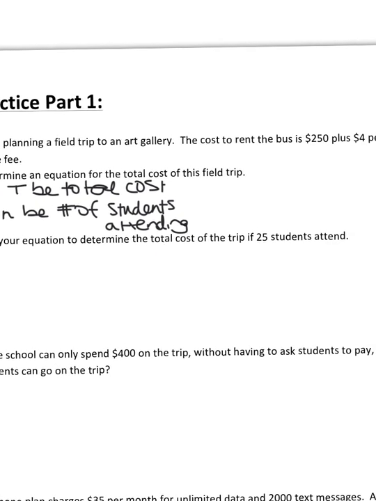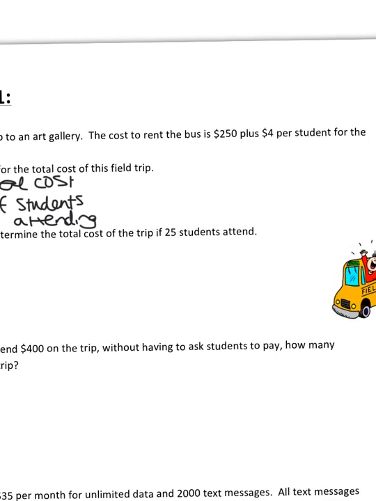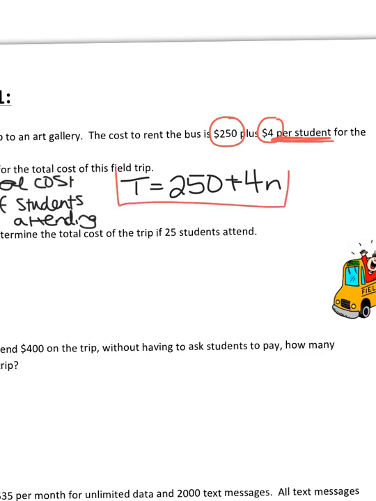So I need an equation that's going to use both of those and the numbers in the question. I need $250 to rent the bus. So my total cost includes $250 plus I have to include $4 per student. So $4 times every student. There's my equation that I'm going to use for this question.